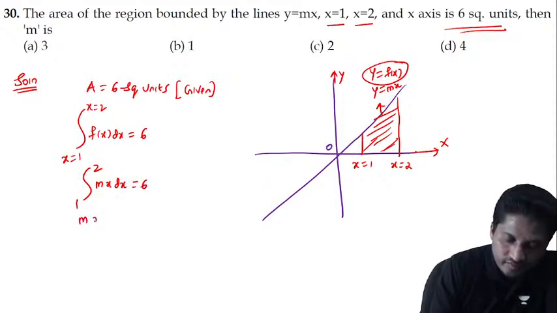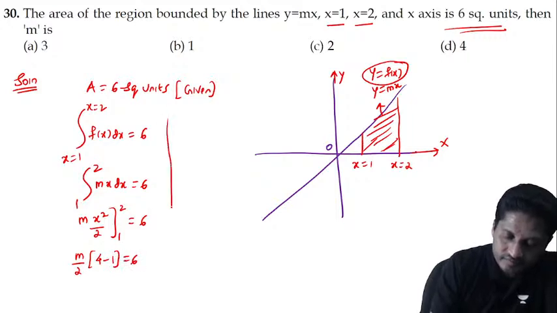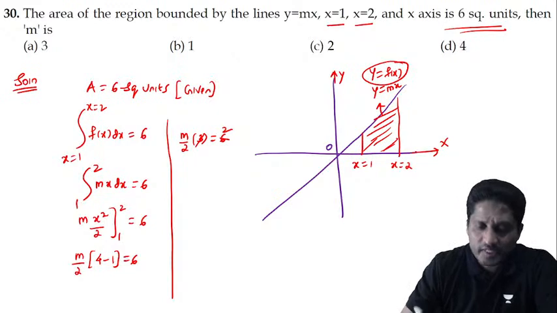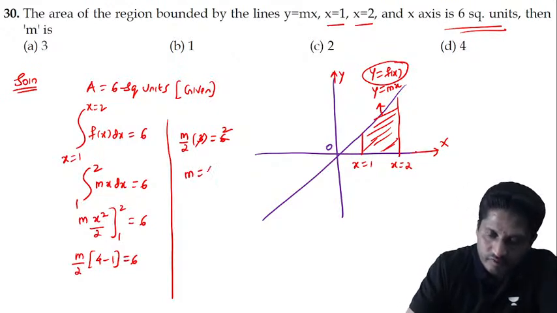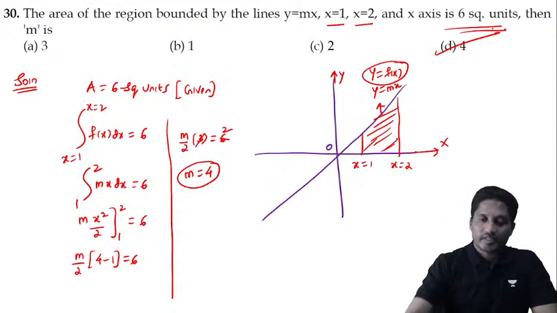M times integration of x is x square by 2 between the limits 1 to 2 is equal to 6. So this is m by 2, upper limit 2 square is 4, lower limit 1 square is 1, is equal to 6. Now this is m by 2 into 3 is equal to 6. I'm going to cancel this 2 times. Right? If I cross multiply, m should be equal to 4. Answer is option D. Let's move to the next question.